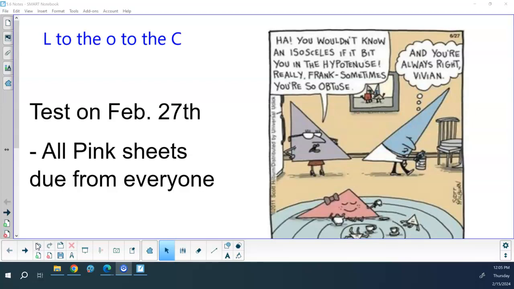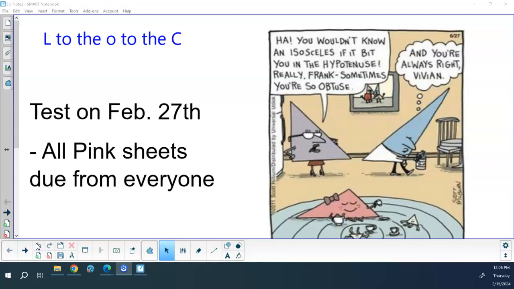On top of that, you also had a pink law of signs discovery sheet. Anyways, you got one. I don't know what happened to it. You got a pink one, the pink law of signs discovery sheet. Can I borrow yours? Okay. It looks like this. Also due 27th.